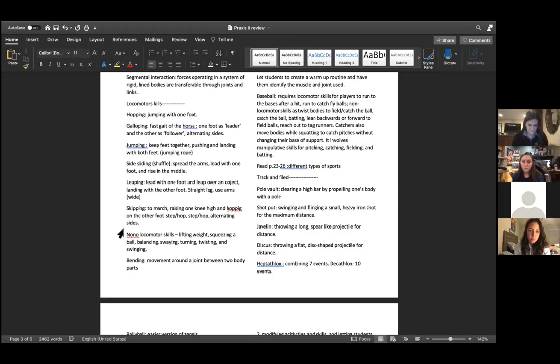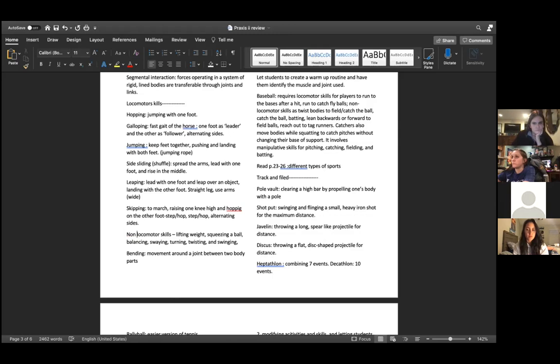Side sliding: spread the arms, lead with one foot and raise in the middle. Leaping: lead with one foot and leap over an object, landing with the other foot, with a straight leg and arms wide. Skipping: like a march, raising one knee high and hopping on the other foot. Step, hop, alternating sides.